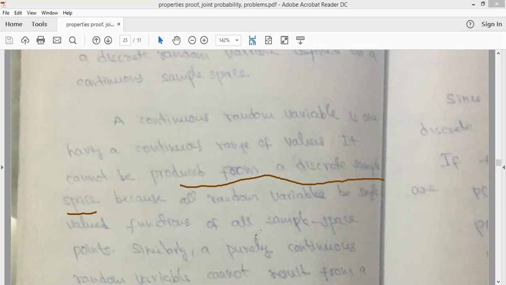Why can we not obtain a continuous random variable from a discrete sample space? Because whatever random variable function we take should be single valued. Since you have a finite number of discrete values in the input, it will also give you only a finite number of discrete values in the output. That is why you cannot obtain a continuous random variable from a discrete sample space. Similarly, you cannot obtain one from a mixture of continuous and discrete sample space.